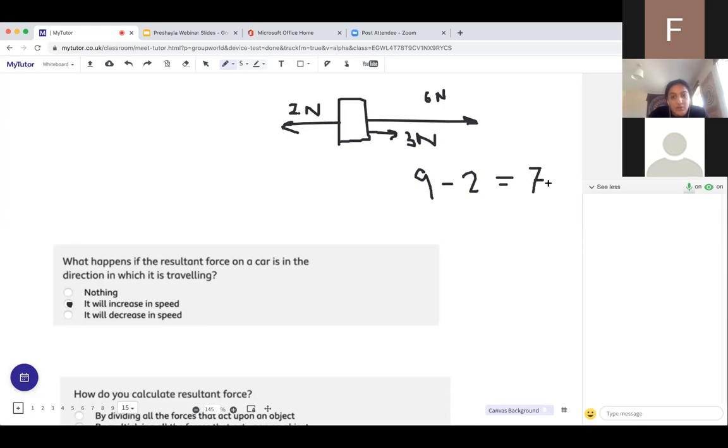And therefore 7 newtons is our resultant force. 7 newtons will be going towards the right because it's a bigger force on the right than it is on the left, so the overall direction will be to the right.